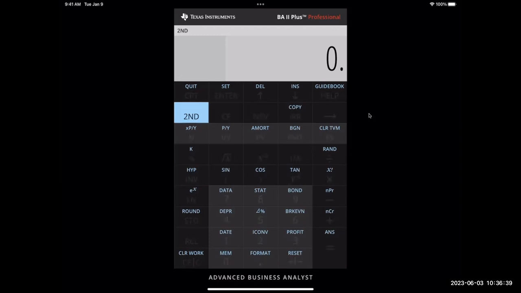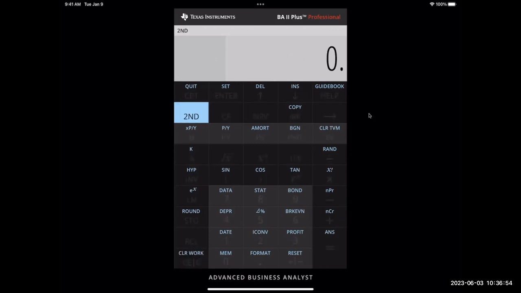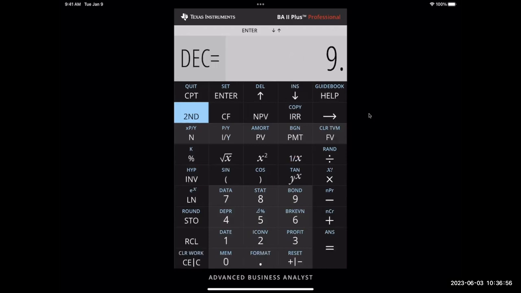So we want to go to second format. No, now I have to remember. Is it this way? Yeah. Okay, all right, that's it. All right, so what I did was click second format on the calculator and you format the settings.